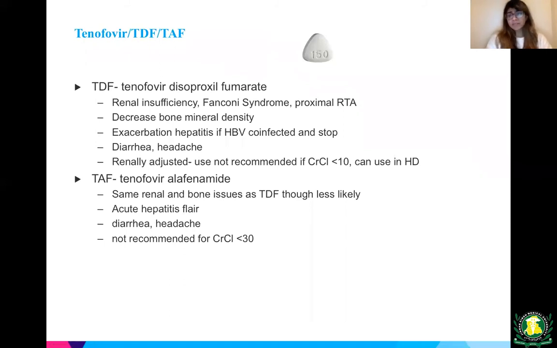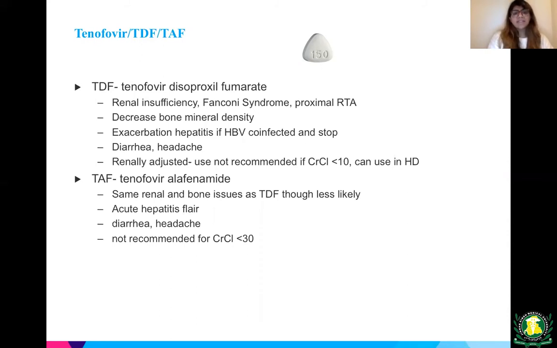Tenofovir is a popular one, also called TDF. There's actually 2 different formulations. There's TDF and TAF: tenofovir disoproxil fumarate and tenofovir alafenamide. It's tenofovir, just a different formulation. So 2 different types depending on what the formulation is, TDF and TAF, both tenofovir.